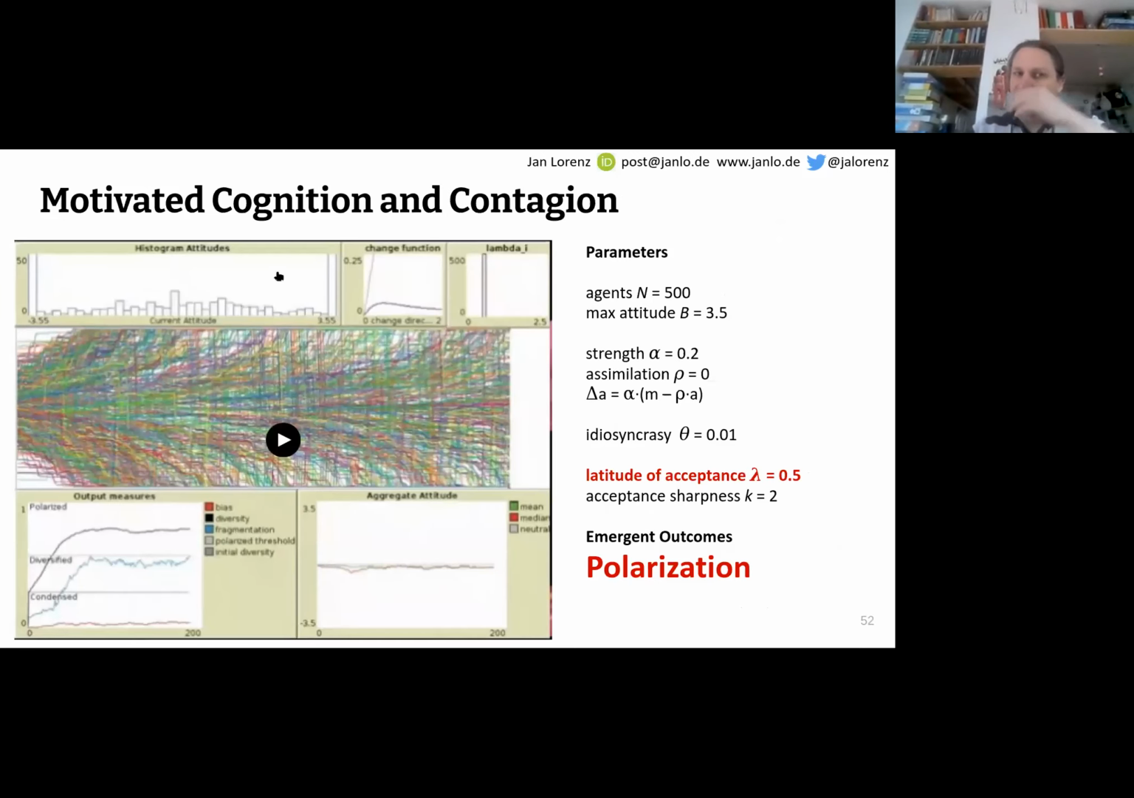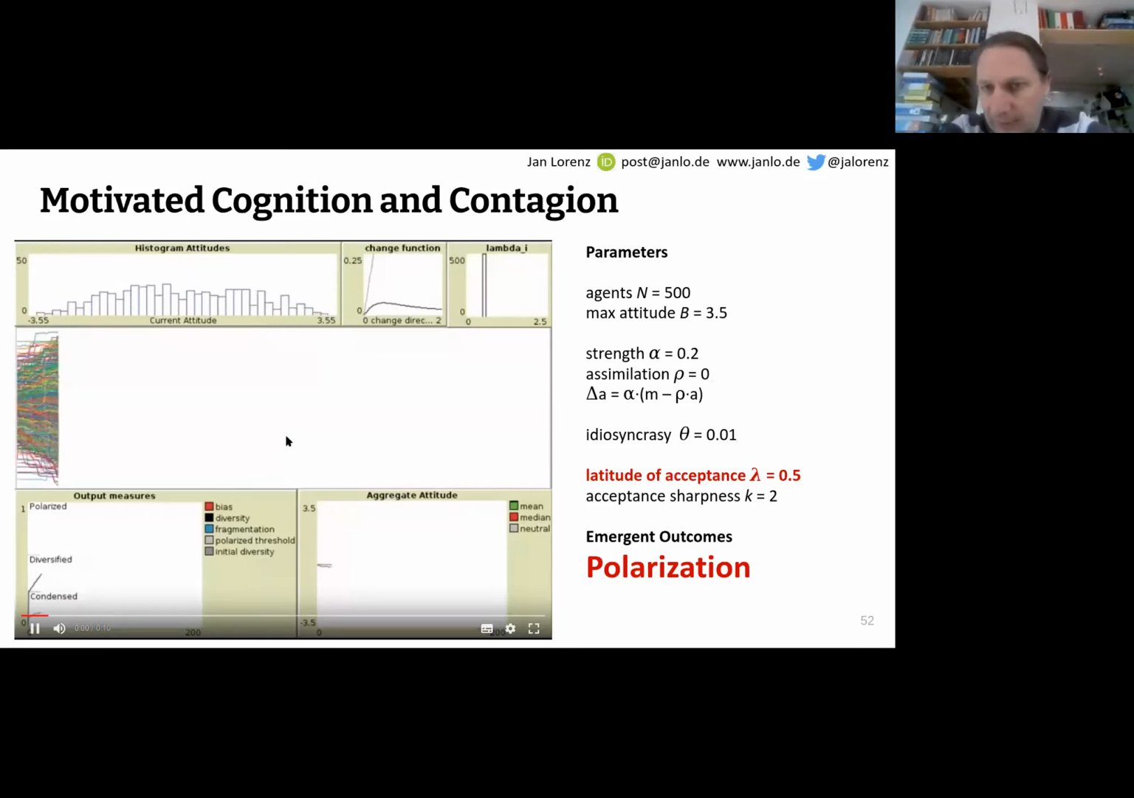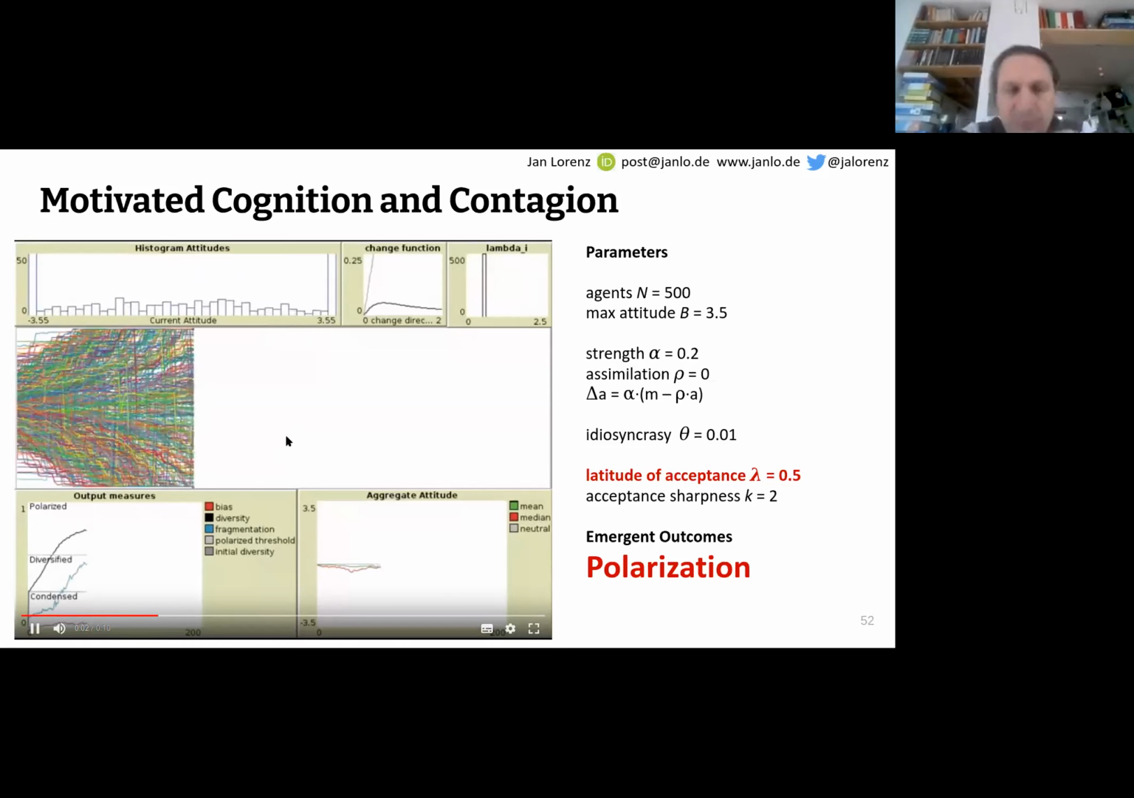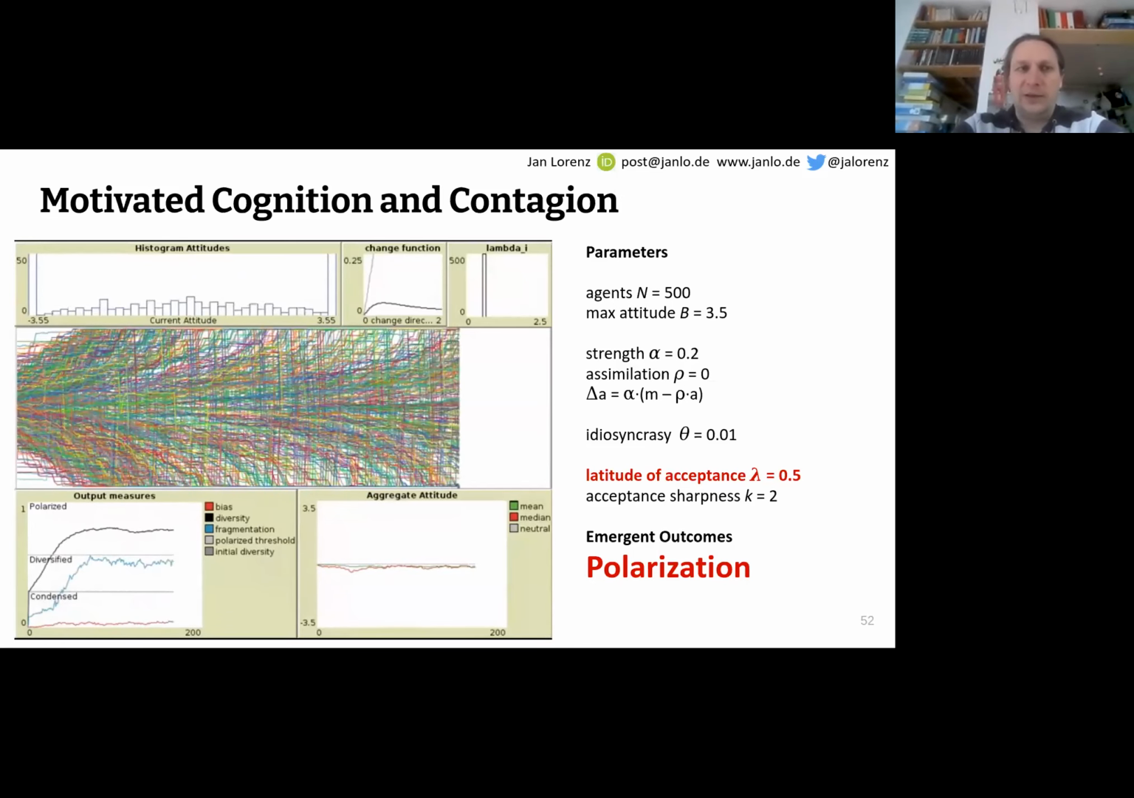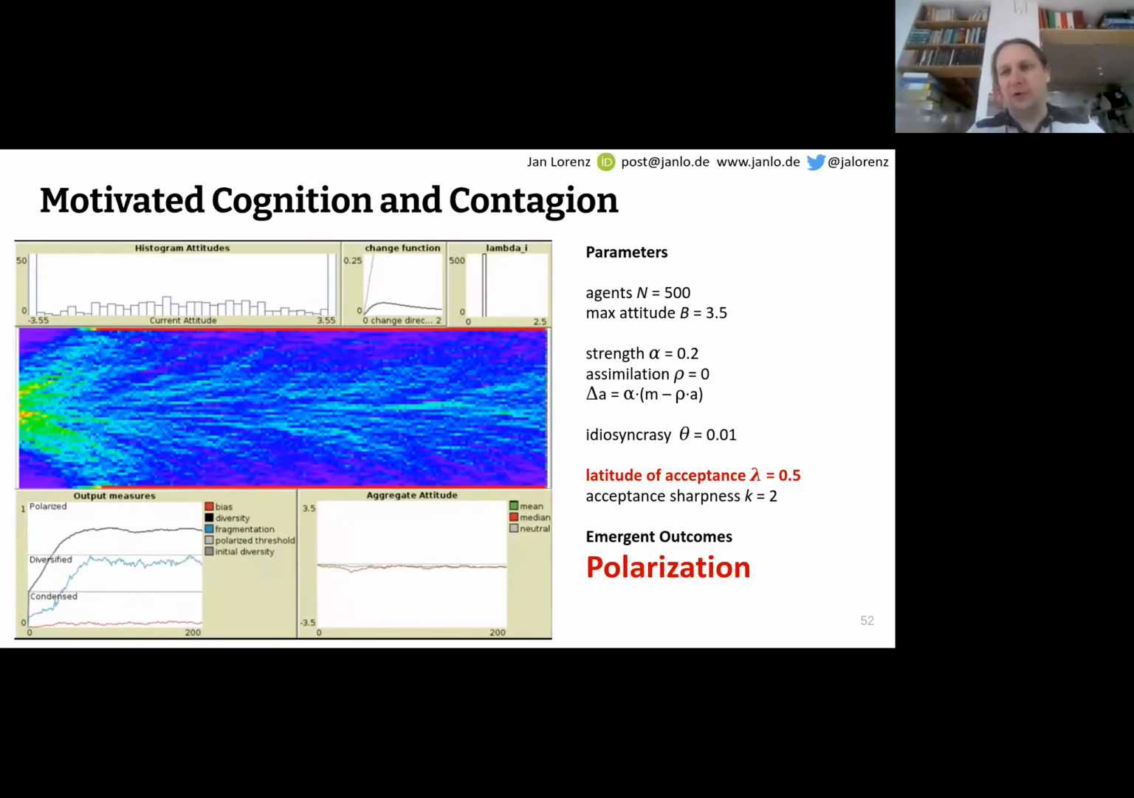Okay, what's now happening when we have motivated cognition as this factor in our model? Let's first start with the contagion, which is somehow not the typical thing in the bounded confidence world, but here you see that even this mild form of motivated cognition function enables the evolution of these bipolarized situations.